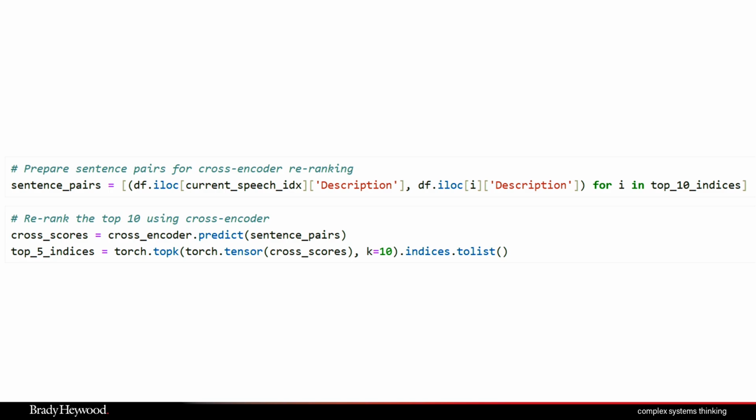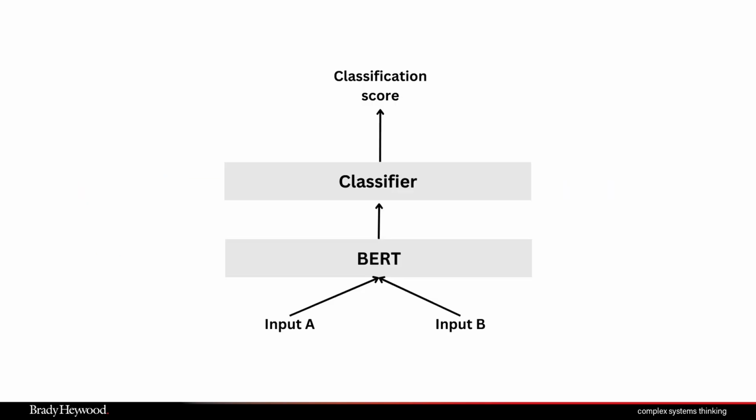So using just the top 10 speeches, we compare our target speech description, one at a time, with the top 10 speech descriptions. This is what the cross-encoder is for, and it's also a BERT model, but instead of producing word embeddings, it's been optimized to produce a score representing the similarity of its inputs. It does this by comparing each of the embeddings at a word level, rather than measuring the distance between the averaged word embedding of the model prior. This makes it much more precise in judging what text is similar.